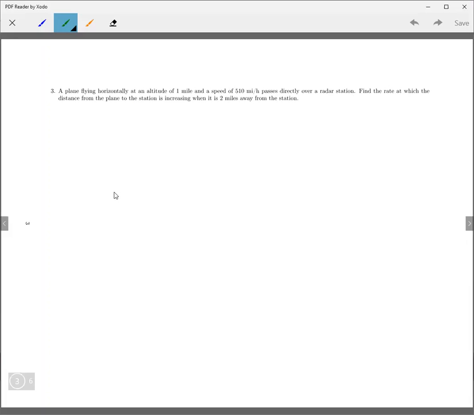Okay, so what we have is this radar station. I don't know, maybe that's not a good drawing. And this is the ground here, and then we have this plane, which is probably not a good drawing either. So we have this plane here, and it's traveling this way. Okay, and it's going at a rate of 510 miles per hour. That is how fast the plane is traveling.